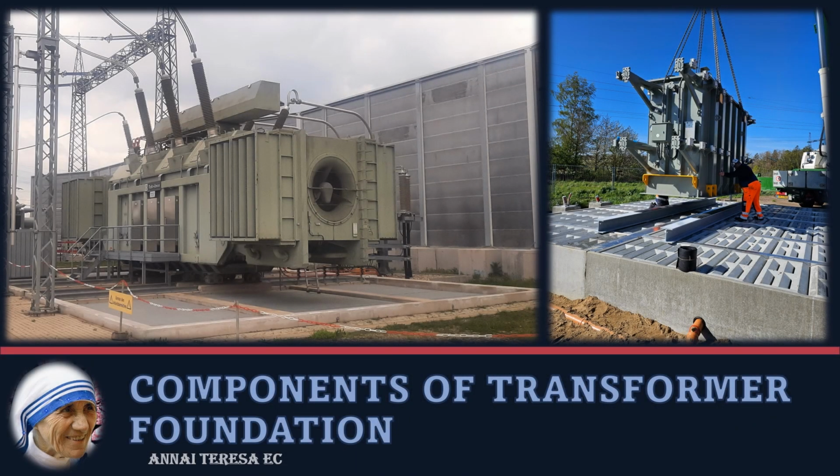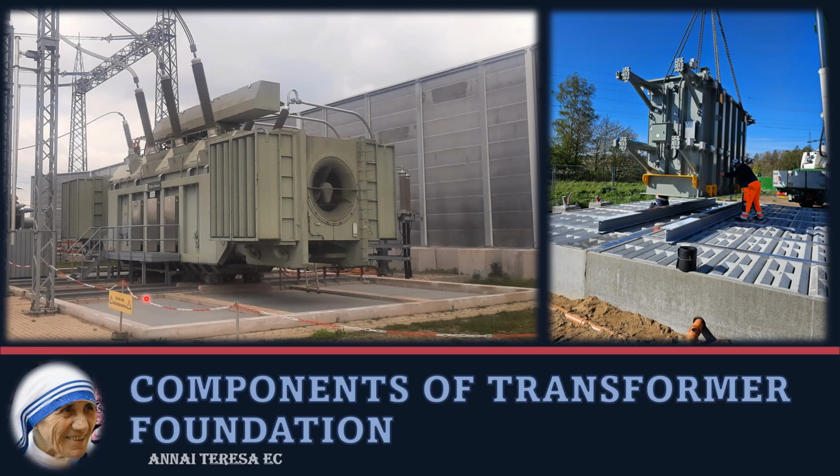Welcome engineers. In this video we are going to discuss the components of transformer foundations. You can see in the picture on the left-hand side the transformer mounted over the transformer foundation, which has rails on top of the foundation. The purpose of this rail is to move or haul the transformer in the running direction to place it in position, as this transformer has wheels at the bottom.